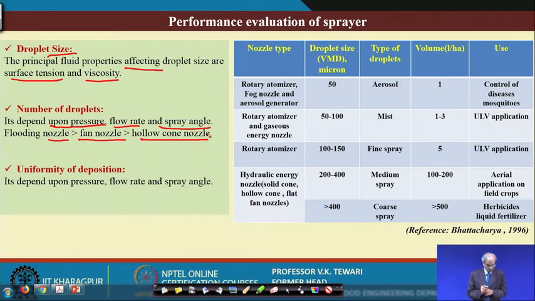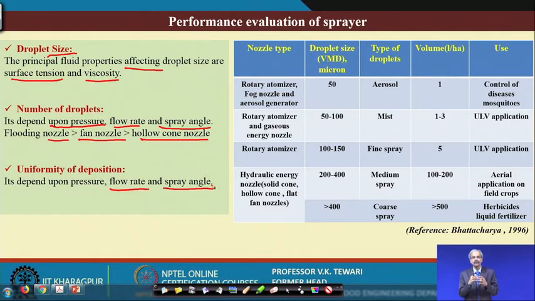So, uniformity of deposition. How do you go about the uniformity of deposition, which is very important: whether the droplets are uniformly placed at the right location or not, or are concentrated more on one side and less on the other, and so on. This could be a situation. So, uniformity is very important, as the droplet size and the properties of the liquid are important. Uniformity is another important item, which depends on the flow rate and the spray angle which has been taken. In fact, these parameters are very much interrelated.